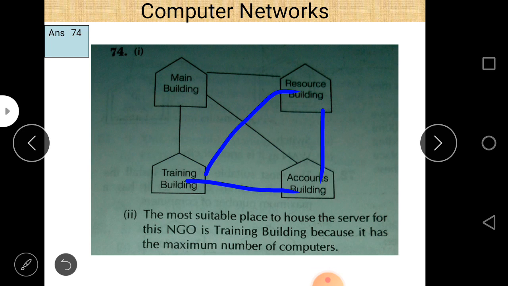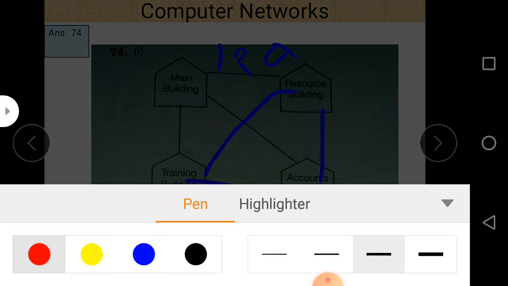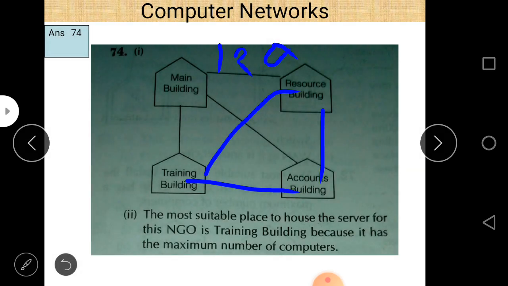As we can say, main building to resource building, this is main building and this is resource building, the distance is 120 meter. And main building to training building distance is 40 meter. And main building to accounts building, this is given as 135 meter.